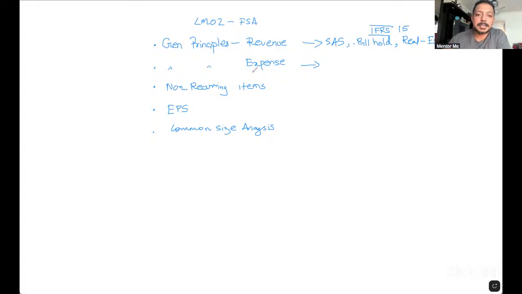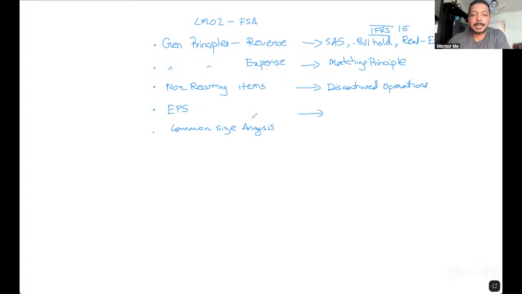Similar case is with expense. Here we will understand the matching principle, the matching principle of expense. Then non-recurring items, for example, let's say there is discontinued operations, things which are one-off. Sometimes it might happen, and what to do with it.